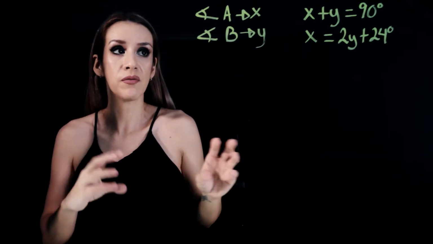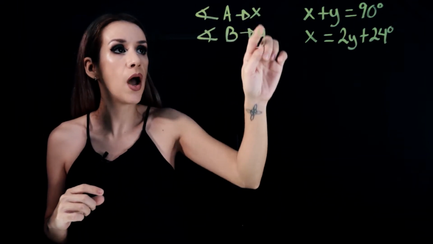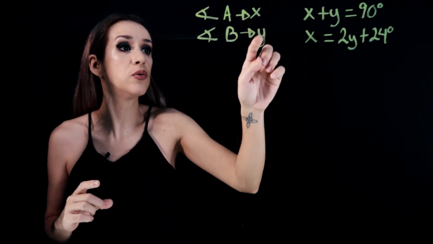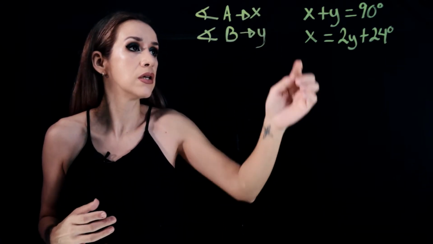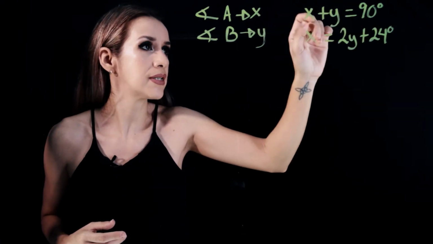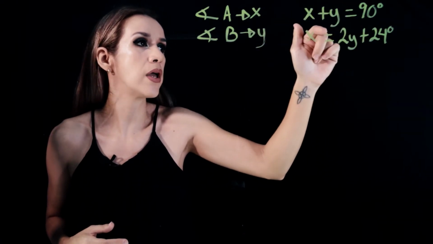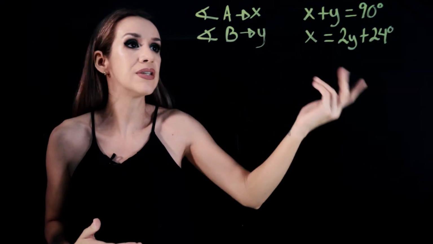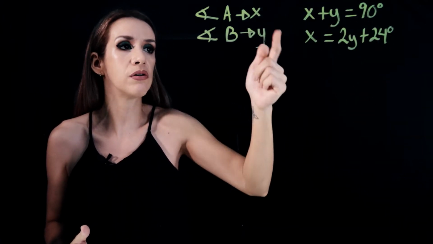According to our information, we know that these two angles are complementary, which means that these two add up to 90 degrees. So my first equation is precisely this: X plus Y is equal to 90 degrees. With this equation, I'm saying that these two angles are complementary.